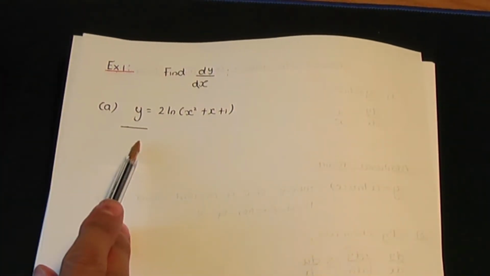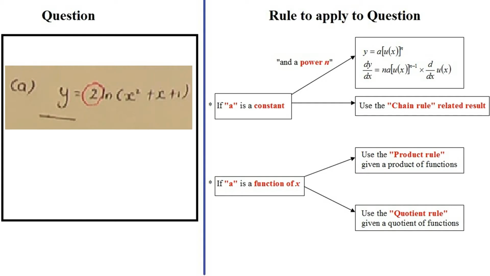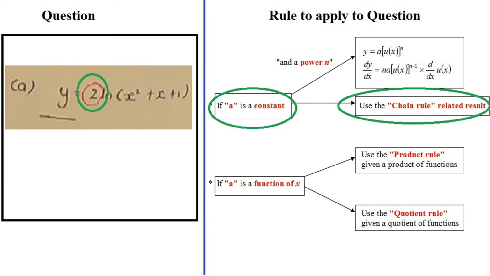So let's differentiate y is equal to 2 ln(x squared plus x plus 1). First things first, let me look at the term in front of the ln. The term in front of the ln is 2, so that is our a term. A is 2. 2 is indeed a constant, so we can use the chain rule related result.